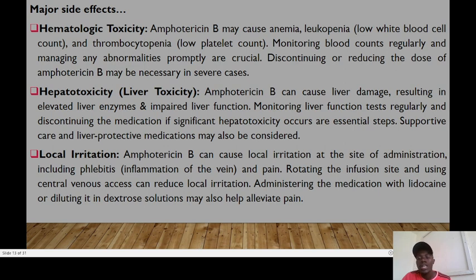Lastly, you have the local irritation, where amphotericin B could cause inflammation of the vein and pain. So you need to rotate the infusion site or use central venous access to reduce this kind of local irritation. You could also administer the drug with lidocaine and dilute it with dextrose solutions just to alleviate the pain.